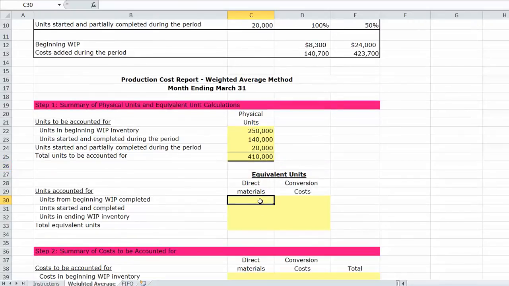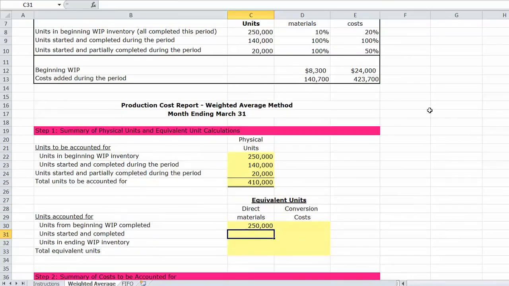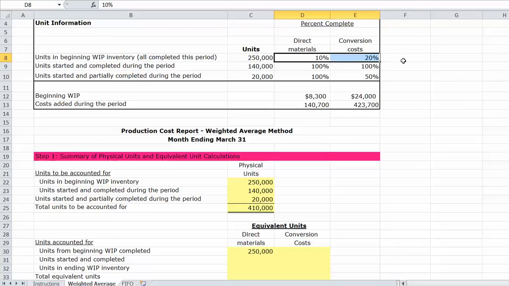For direct materials, again, anything that's been transferred out is 100% complete. So we had 250,000 from beginning work in process. Again, we don't care about the stage of completion for our weighted average method. That information will be important when we prepare a production report using a FIFO method.